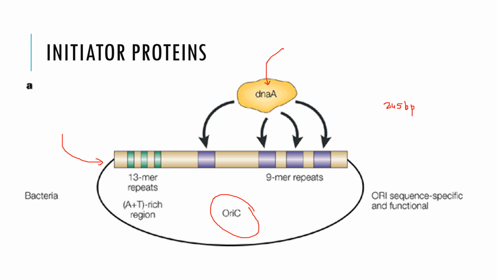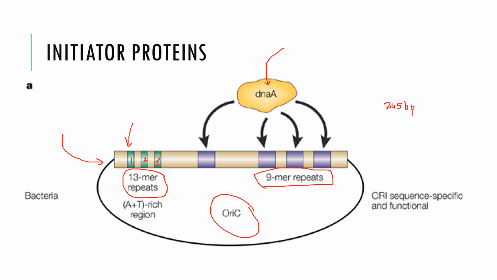DnaA is the initiator protein that helps in the unwinding of the DNA strand at the point of the origin of replication. As you can see in this diagram, in prokaryotes there are 13-mer sites present. They are the 13-mer repeats, 1, 2 and 3. And there are also 9-mer repeats present.